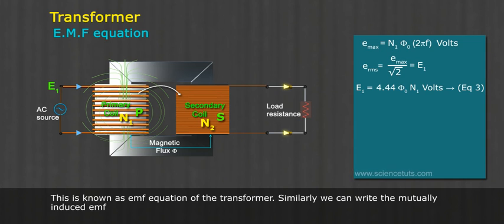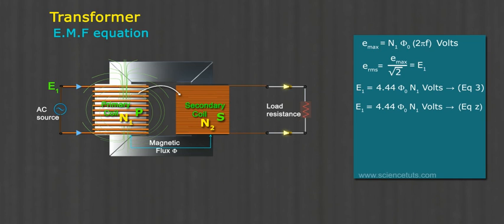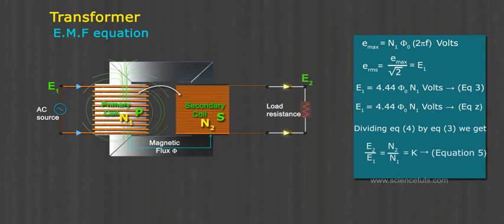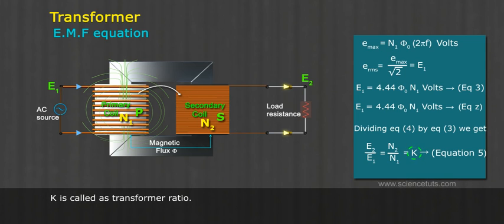Similarly, we can write the mutually induced EMF. E2 equals 4.44 f phi naught N2 volts. Equation 4. Dividing equation 4 by equation 3, we get E2 by E1 equals N2 by N1 equals K. Equation 5. K is called the transformer ratio.